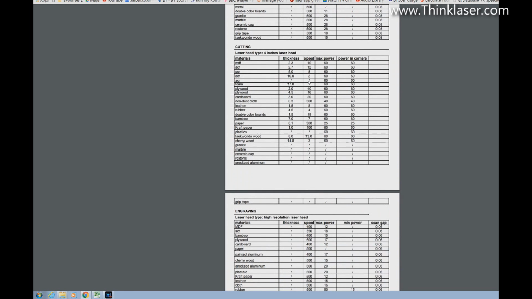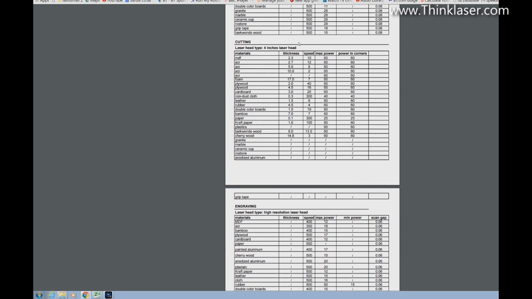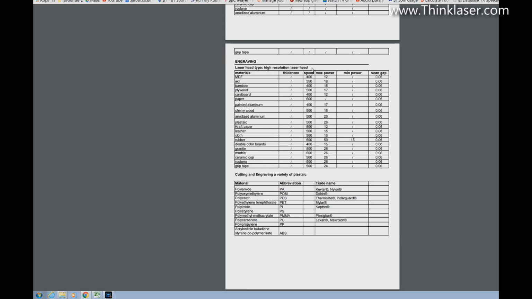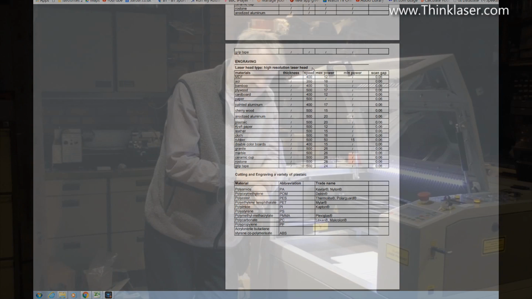They also mention cutting with a 4-inch focal length lens, but they don't mention cutting with what they call their high resolution laser head. Now, their high resolution laser head, I think, but I'm not absolutely certain, I think that basically is a 1.5-inch lens.